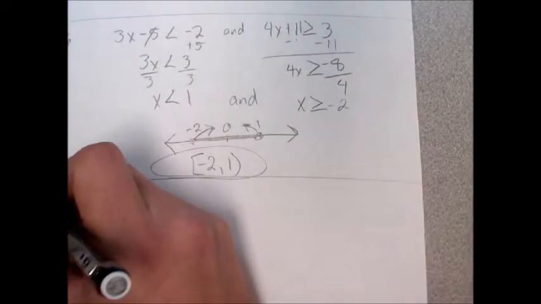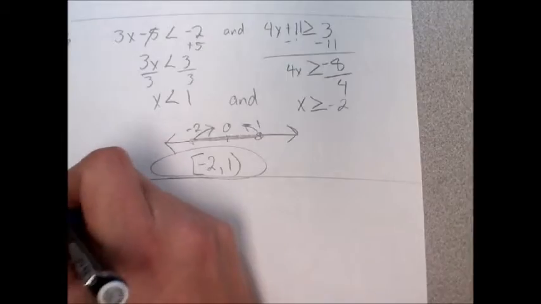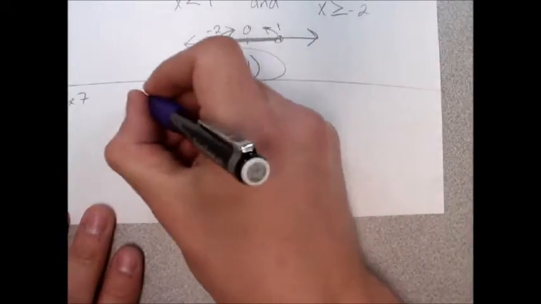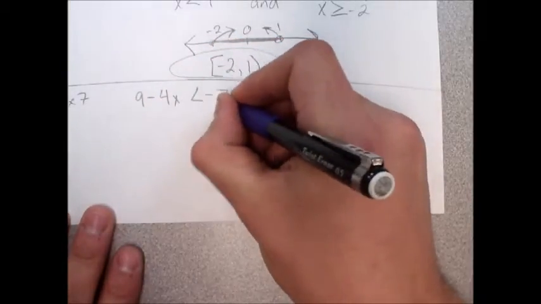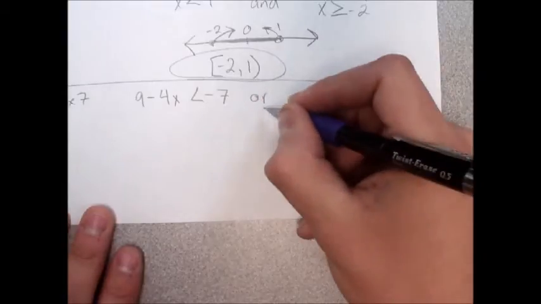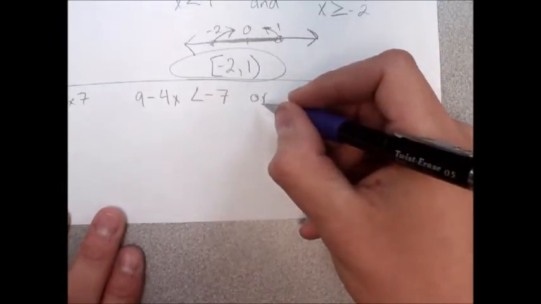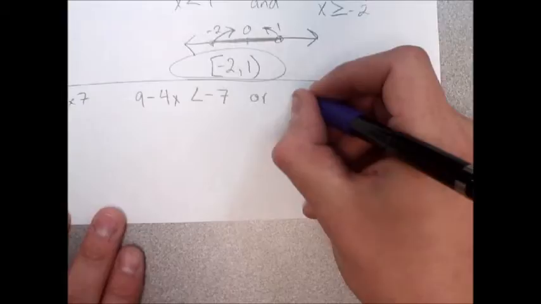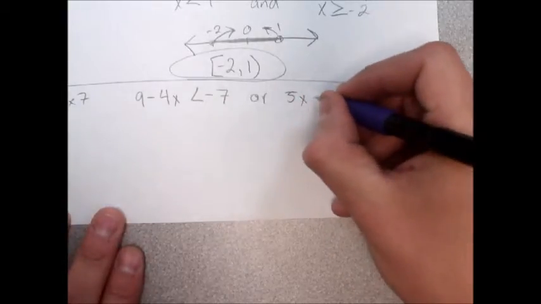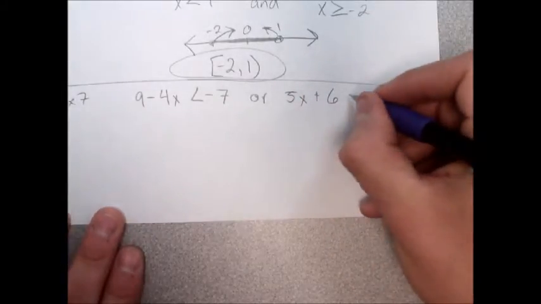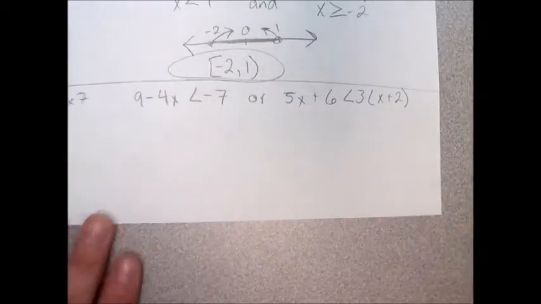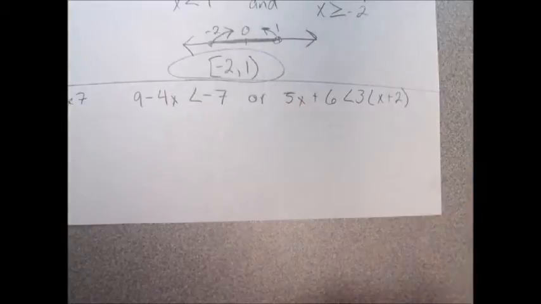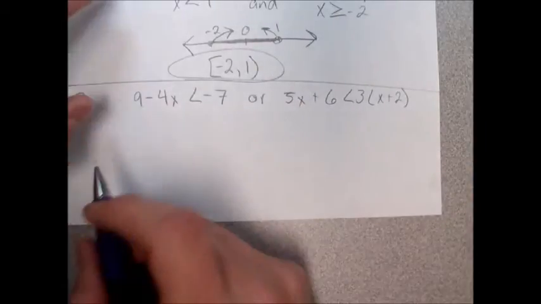This one is example 7. It will be 9 minus 4x is less than negative 7. Or, when it says or, we're using intersection or union. Union, good. Or 5x plus 6 is less than 3(x plus 2). Okay? Again, I just solve them separately, so I don't really look at the or until I get my answers.